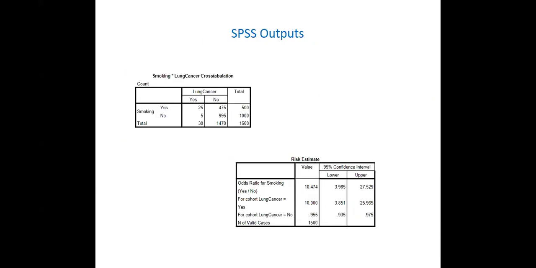Let's compare their odds ratio and relative risk now. For this first case, you see the odds ratio is 10.47 and the relative risk is 10. The difference between them is just 0.47. Can you see? Let's look at the second case.